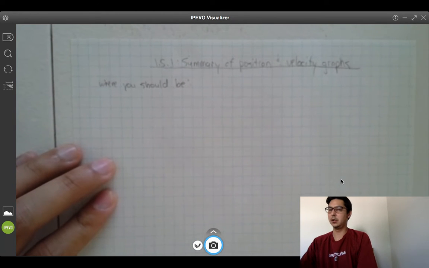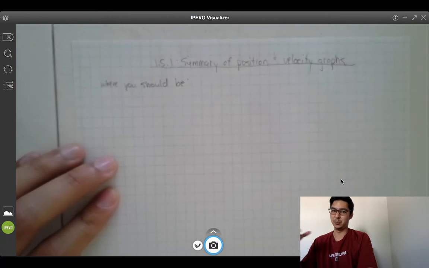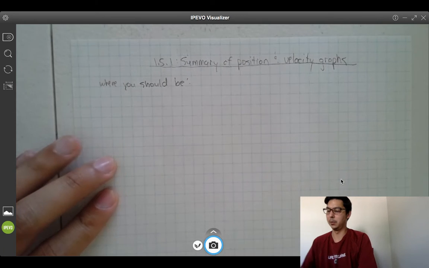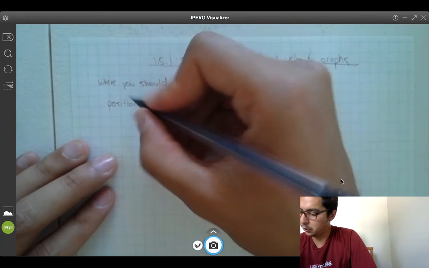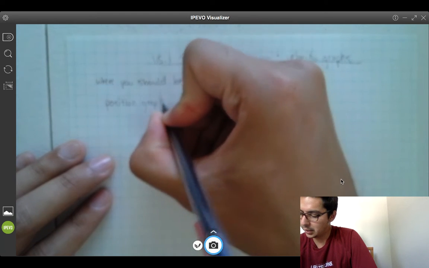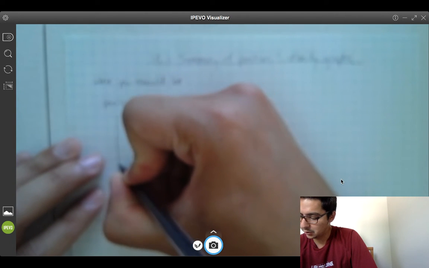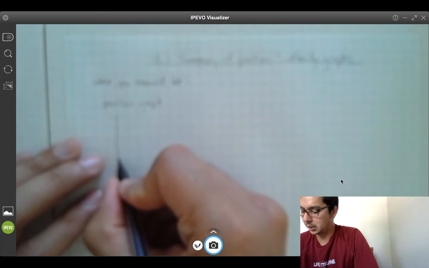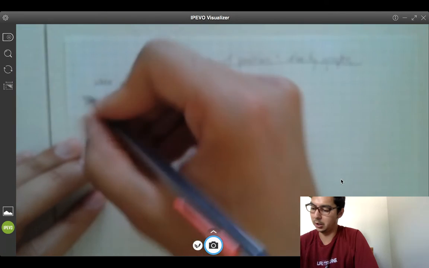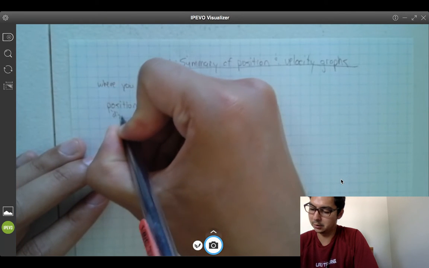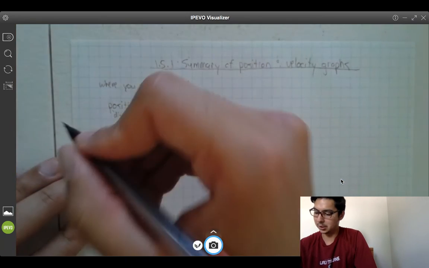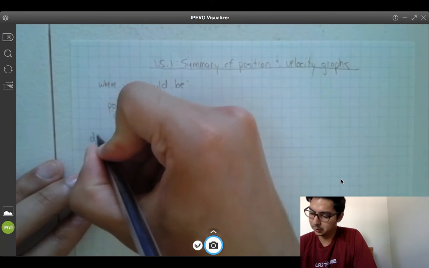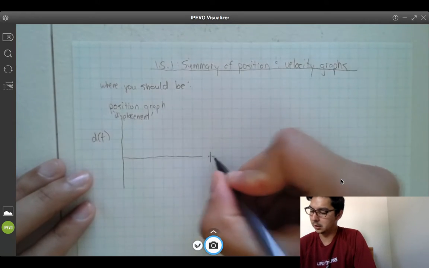Because in this video, there's not anything new. This lesson is really just a recap of what we've done. So if we look at a position graph, and hopefully now you know that position graph is a better word than distance graph, for the pure reason that we talk about displacement rather than distance, right? We'll call this position graph d of t, and this is t.